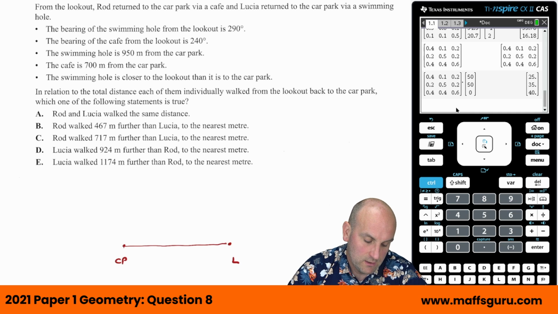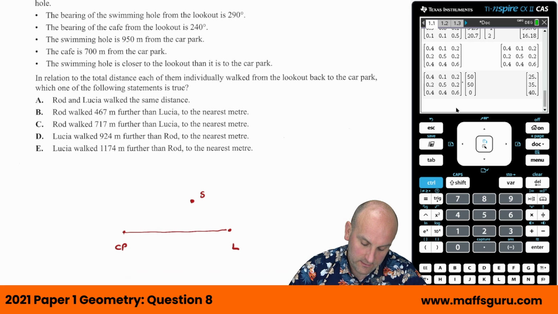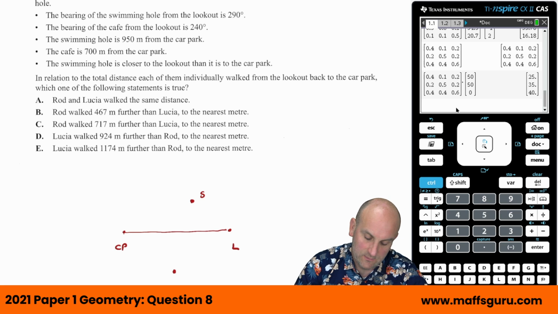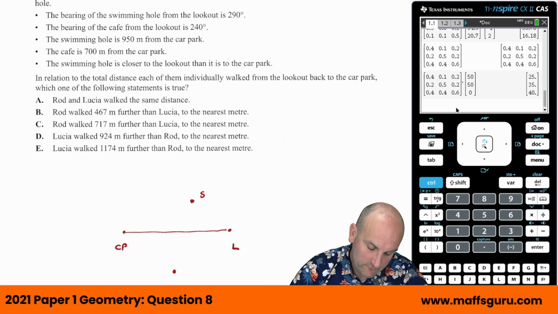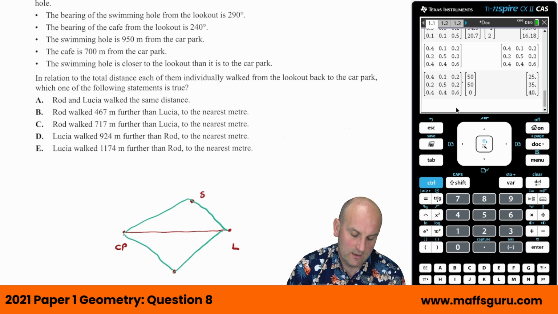The bearing of the swimming pool from the lookout is 290 degrees, so the swimming pool I'm going to put here. The bearing of the cafe is 240 degrees, and I'm going to put the cafe here somewhere. The swimming hole is closer to the lookout than it is to the car park. Again, I don't fully understand what that's telling me. So I've got basically this diagram here. How does that help me?